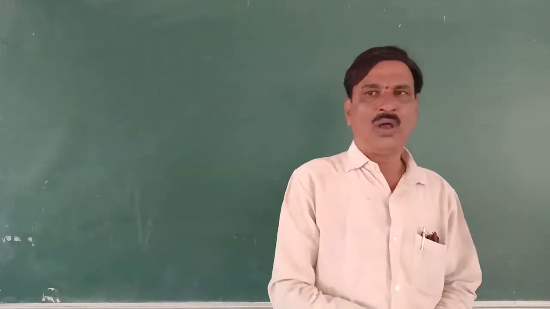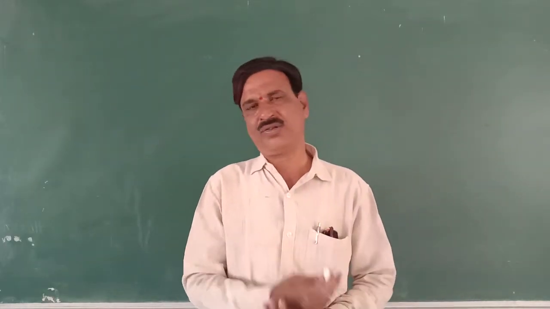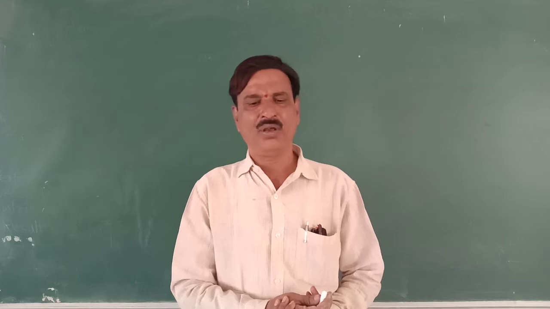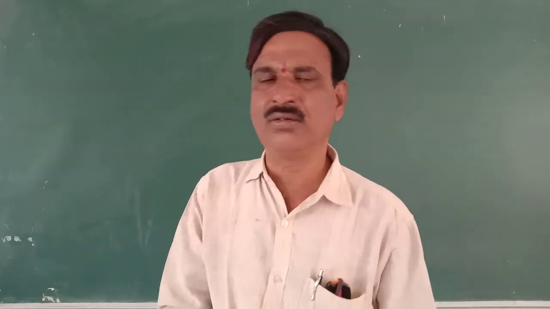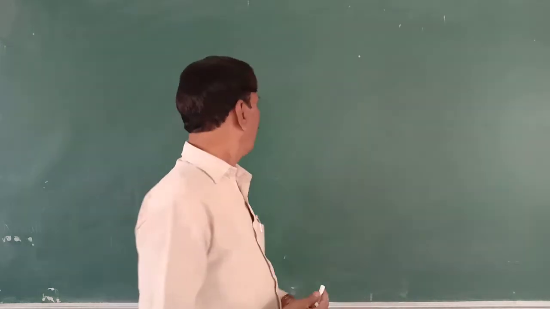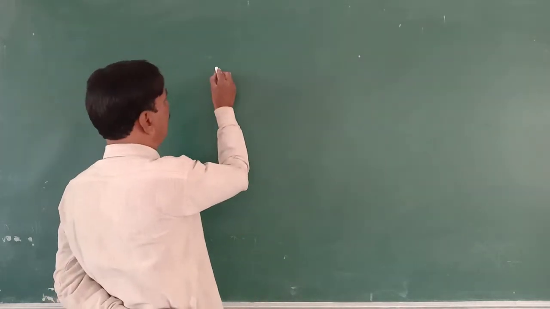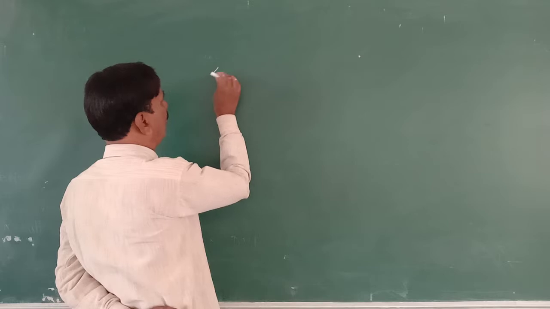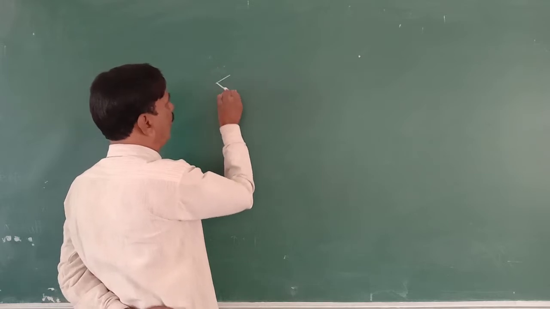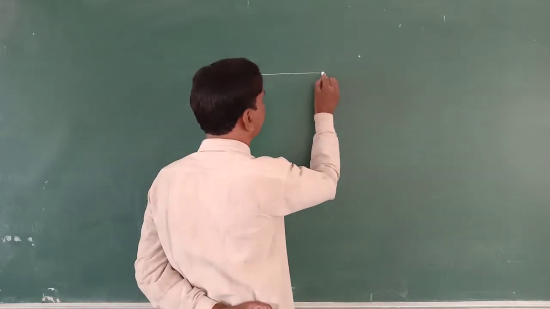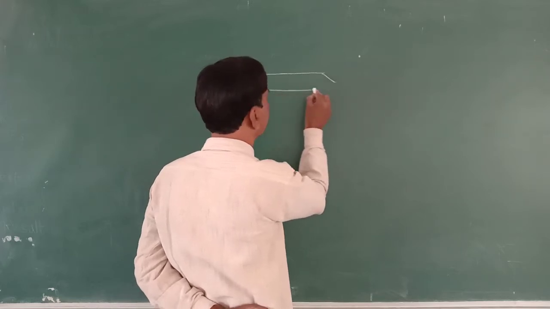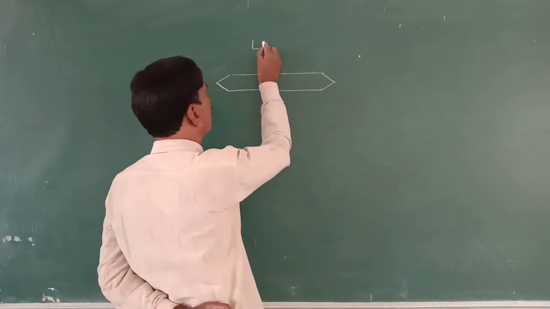So flowchart symbols which we have seen, two flowchart symbols I think remaining. Next flowchart symbol is loop symbol.